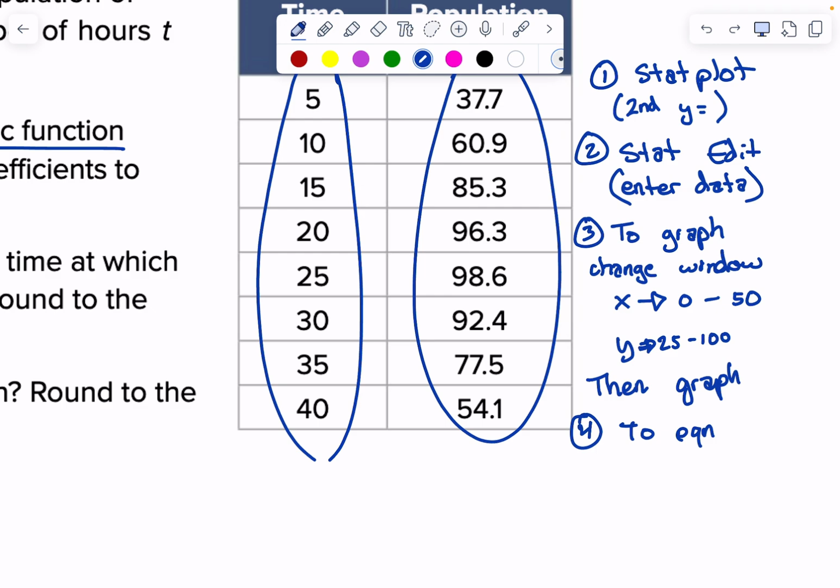Wait, how do I hit graph? There, invalid dimensions. Where's the equation? You gotta hit window. All right, did it do that when you started a graph? Okay, stat, edit. Equation. Mine looks like a whopping nothing. Mine looks like a bunch of points.